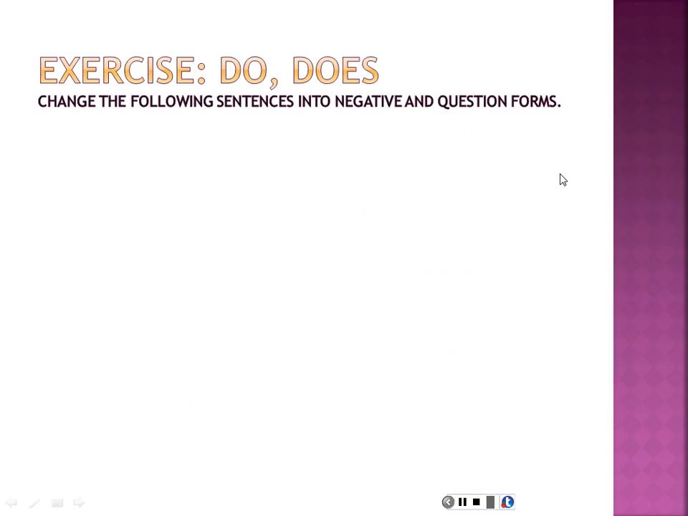Now we have an exercise using do and does. So what you have to do, you have to change the following sentences into negative and the question forms. So I'll give you sentences. You have to do two things. First, change them into a question or negative, then you do the other thing. So let me show you the sentences.